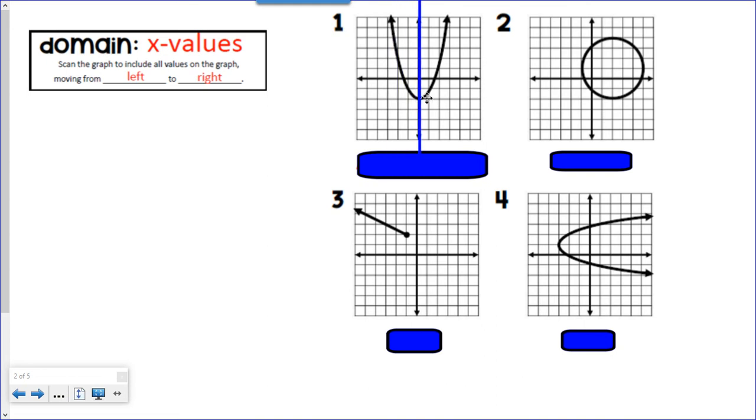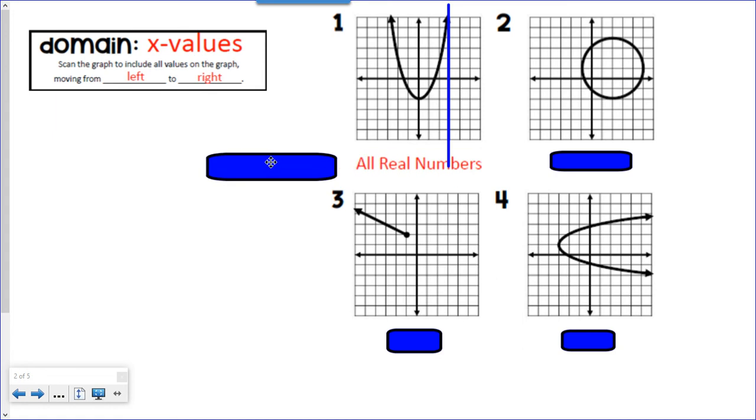And so let's look at our highest value. It appears to be 3, but we see there's an arrow here again. So as this graph continues up, it's getting wider and wider to infinity. So our lowest value is -infinity, and our highest x value is infinity. So we can describe the domain of this graph as all real numbers.